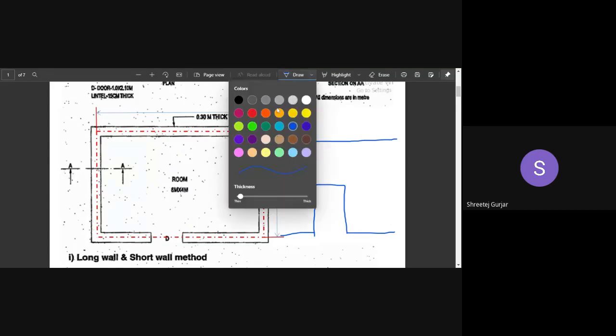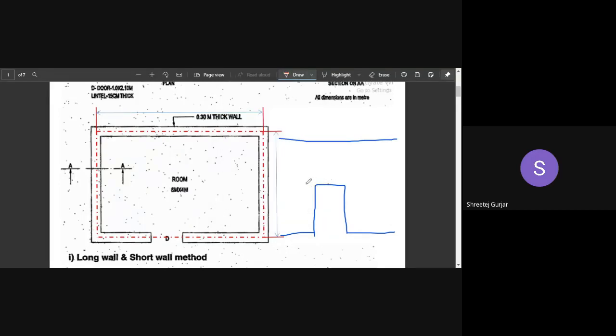Let me just change the color. Okay, so we provide a lintel. A lintel is nothing but an RCC beam. And a lintel is not exactly the size of the door. It has to be provided with some amount of bearing, and this length of bearing is usually 15 centimeters, or 0.15 meters. Sorry, not 150 centimeters. You have to provide 15 centimeters of bearing on both sides.